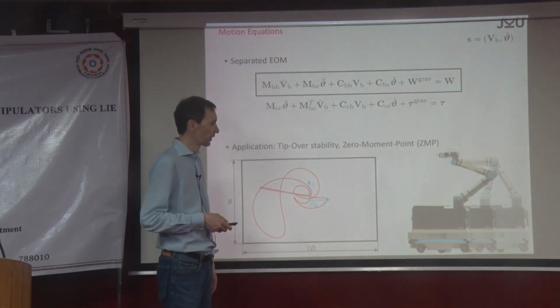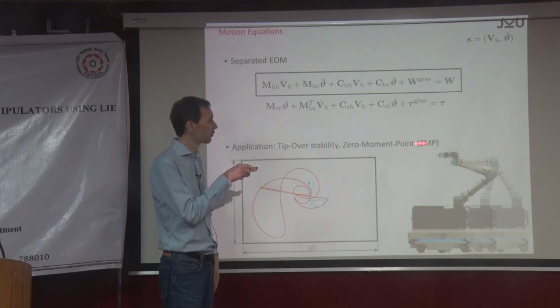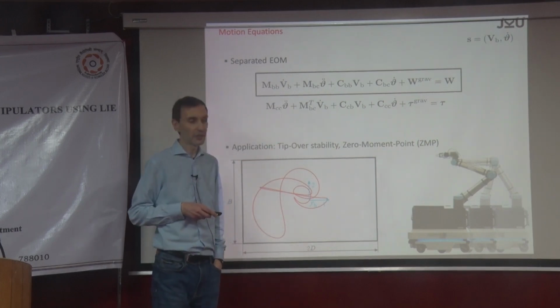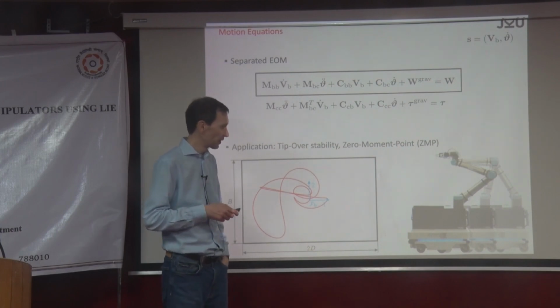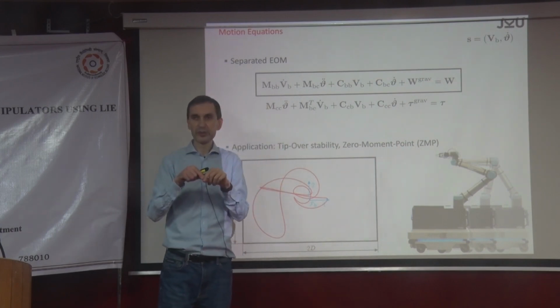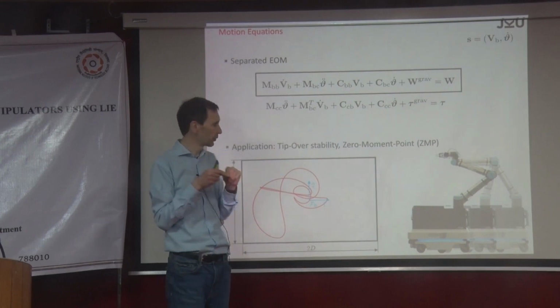And then what you have to make sure is that the so-called zero moment point is within the support polygon of the mobile system. Okay, what do I mean by this?